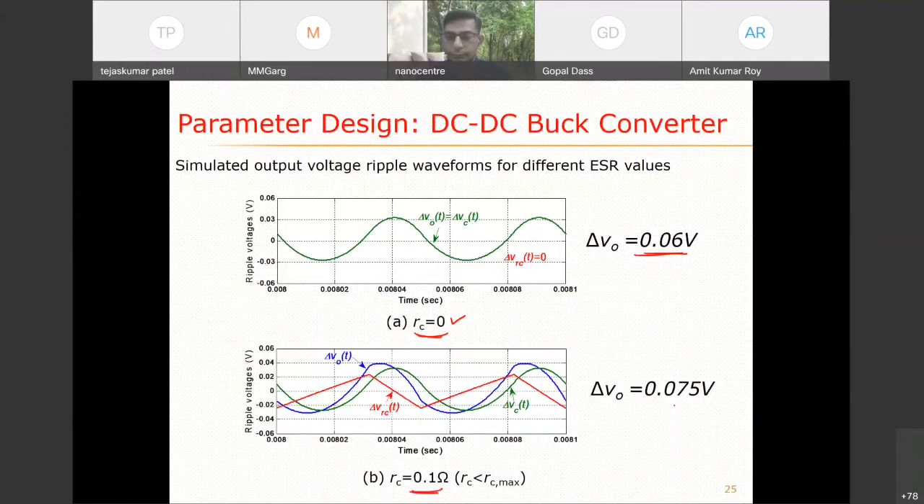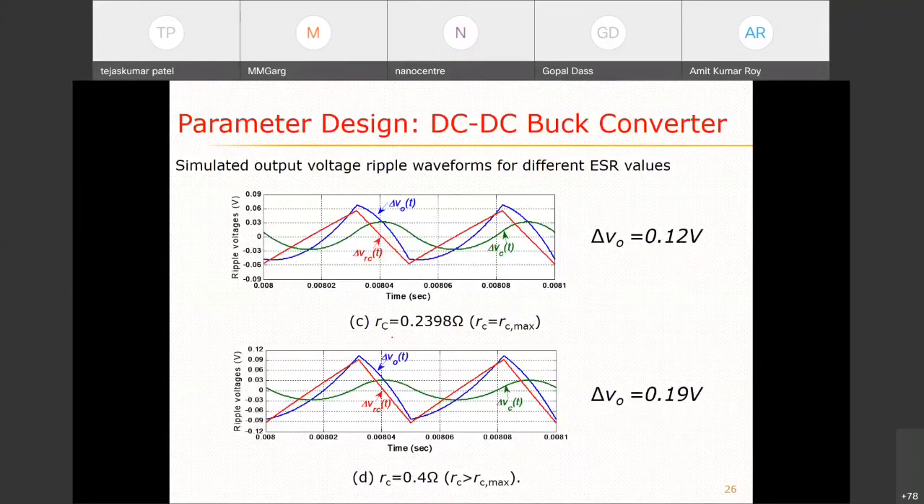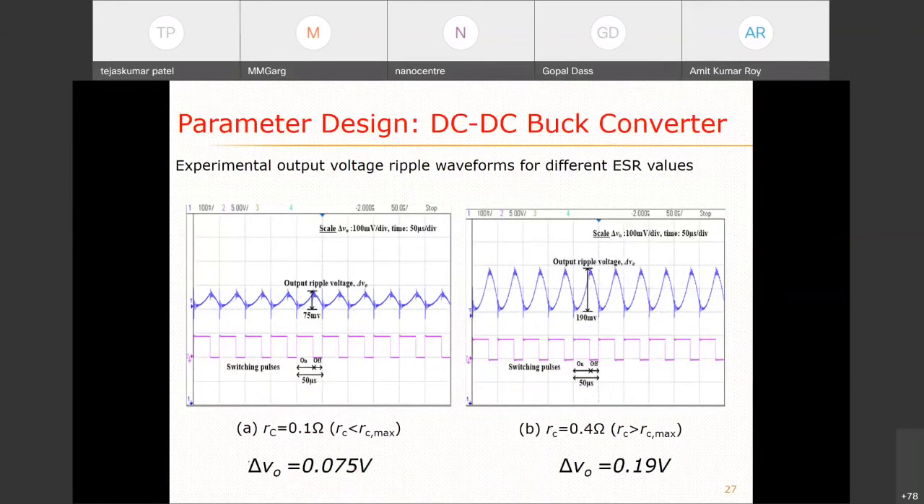Similarly, to see the effect of ESR, we designed this capacitor to have a ripple voltage of 1%. So output voltage is 12 volt, right? So 1% means 120 millivolt or 0.12 volt. When RC is 0, the output voltage ripple is just 60 millivolt or 0.06 volt. When RC is 0.1 ohm, the output voltage ripple is increasing.